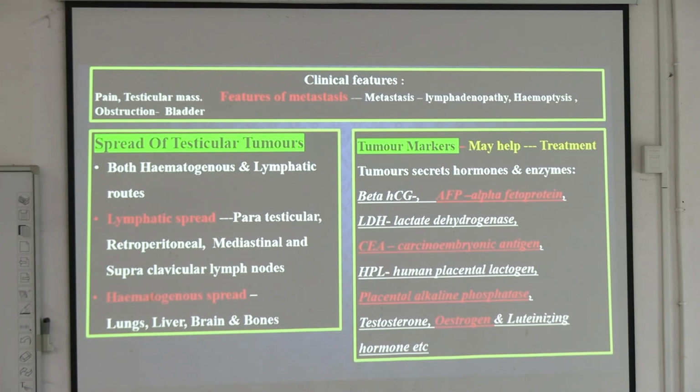Now, the clinical features. As you know, the tumor spreads hematogenously and lymphatically to different parts of the body. Tumor markers depend on the composition of the tumor. These are LDH, Beta-hCG, Alpha-fetoprotein, CEA, human placental lactogen, testosterone, etc. All of these depend upon the origin of the tumor marker. This will help the clinician with targeted therapy.